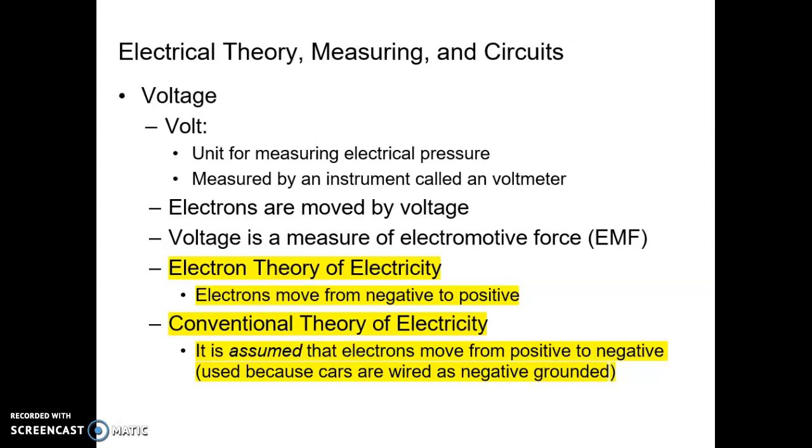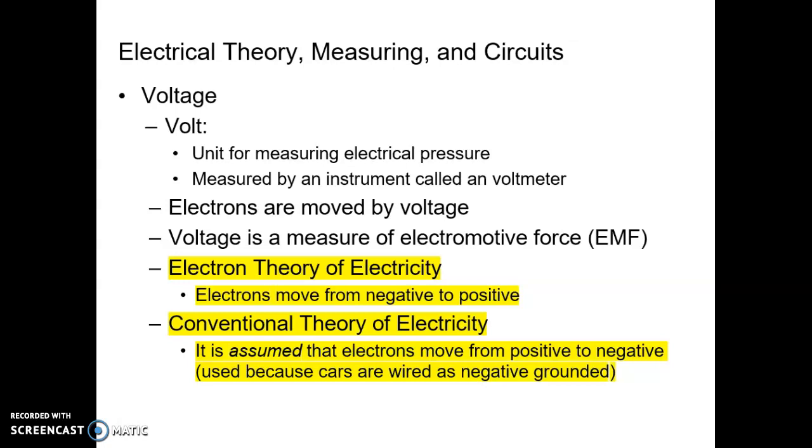Electrons are pushed or moved by voltage. Voltage is a measure of an electromotive force. You may have heard about this on Star Trek, but it does exist. Electromotive force, EMF. Now I've highlighted in yellow here, there are two theories of electricity, and they're basically the opposite. One says electrons move from negative to positive. The other says that electrons move from positive to negative.